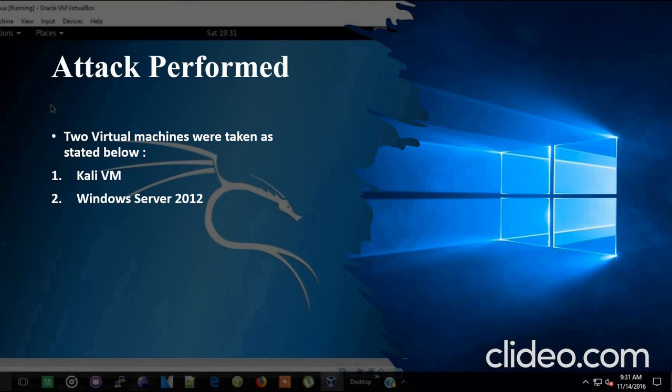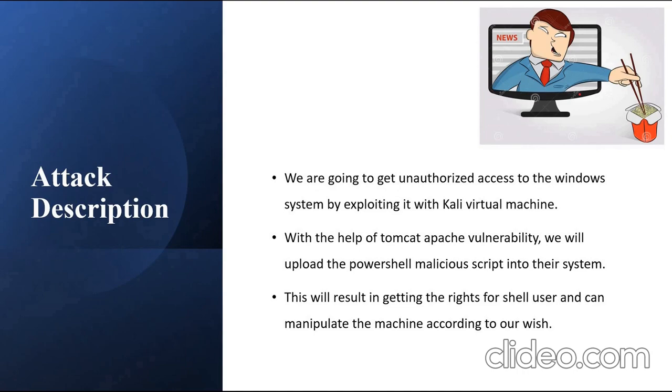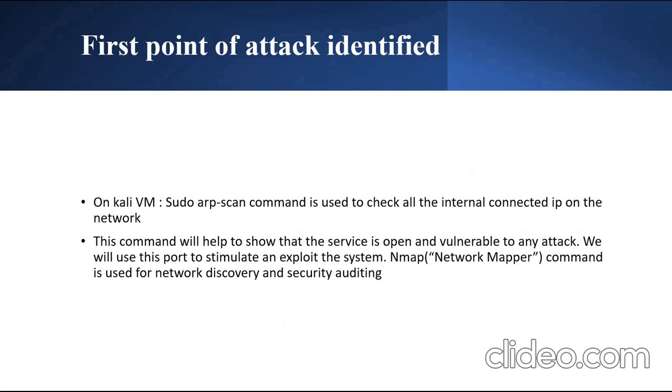One was a Kali VM and the other was Windows Server 2010, which we try to access with the user account. Attack description: we are going to get unauthorized access to the Windows system by exploiting it with the Kali virtual machine. With the help of the Tomcat Apache vulnerability, we will upload a PowerShell malicious script into the system, and this will result in getting the rights of shell users and being able to manipulate the machine according to our wish.